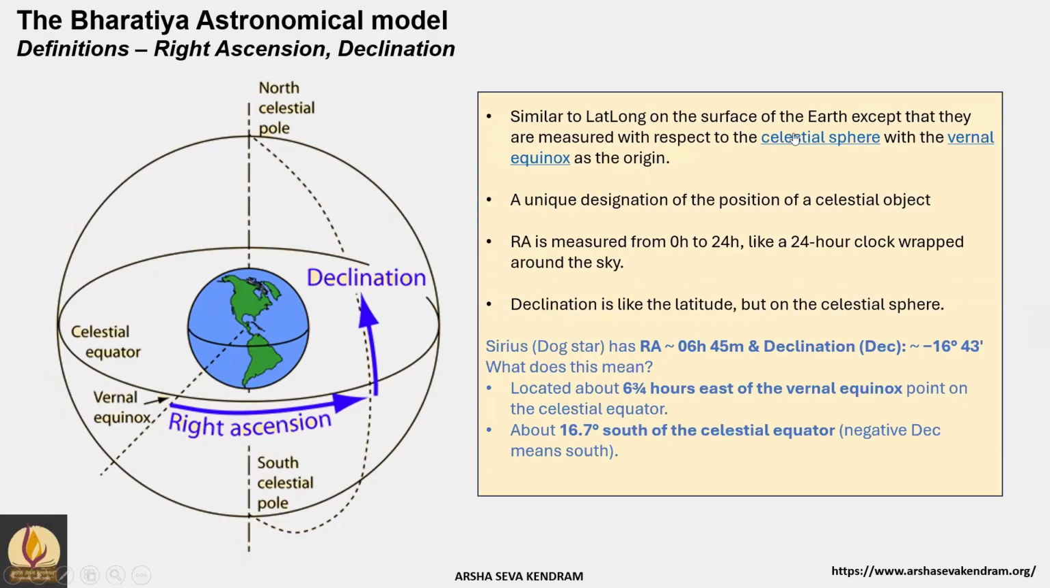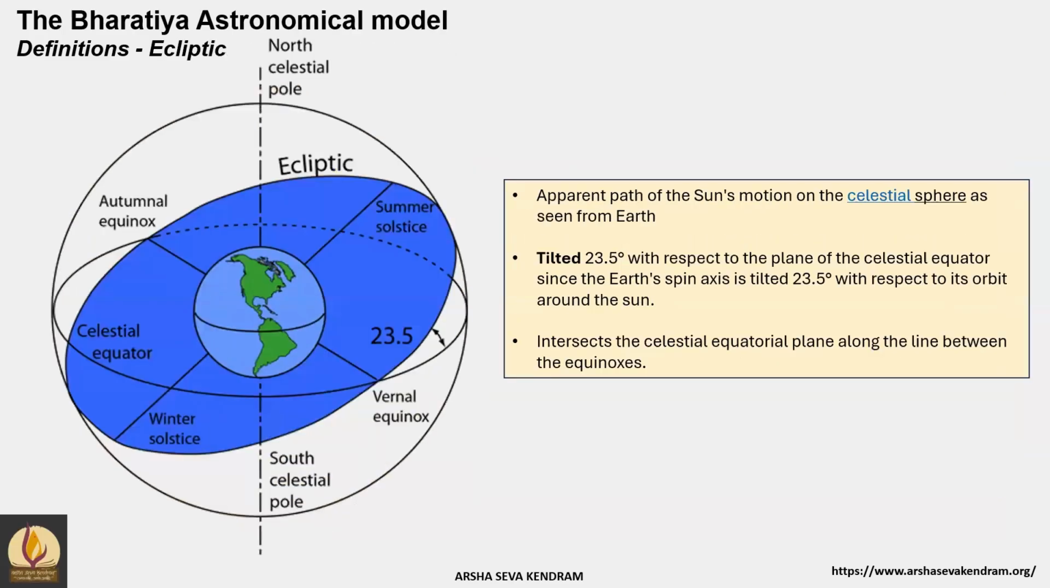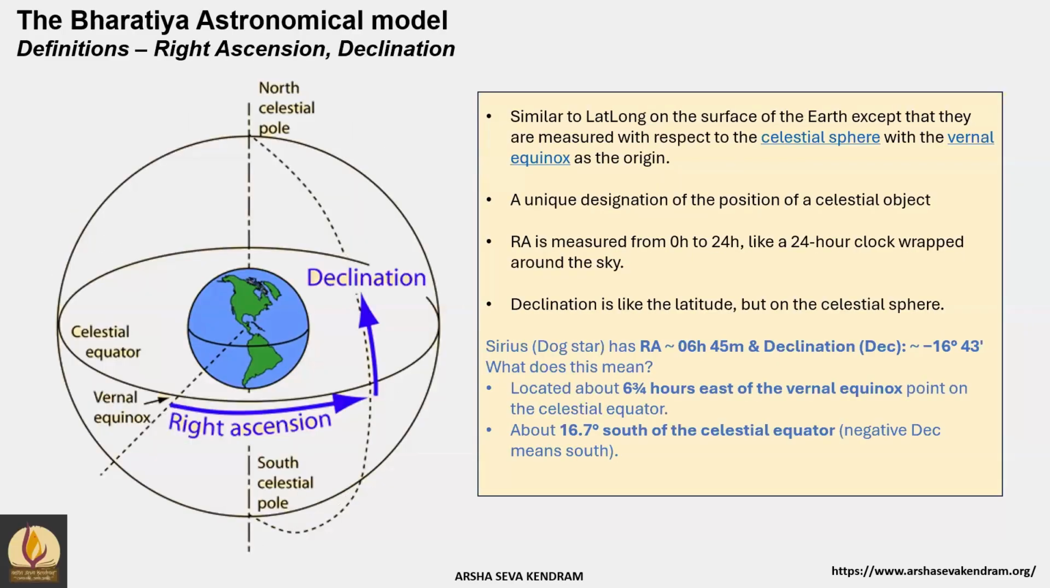It's similar to lat long on the surface, except that the vernal equinox is the origin, and you can uniquely designate any celestial object, and it is measured from 0 to 24 hours, as if it's like a 24-hour clock wrapped around the sky. And the declination is like the latitude, right? Because it goes north south. So just to give you an example, Sirius, which is the brightest visible star in the sky today, has a right ascension of 6 hours and 45 minutes and a declination of 16 degrees and 43 minutes.